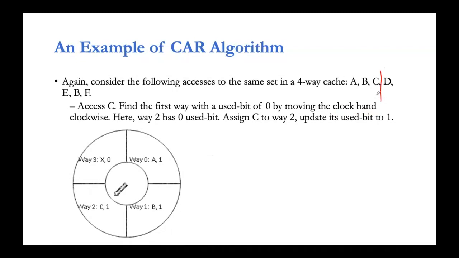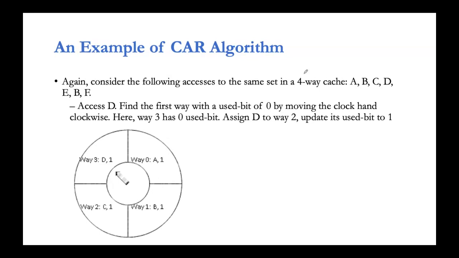Our next access is C. This is also a miss, it is also not there. So it will find the first way, that is way 2. Way 2 has a 0 used bit, so we assign C to way 2 and update its used bit to 1. Once it is updated, the clock pointer advances to the next way.